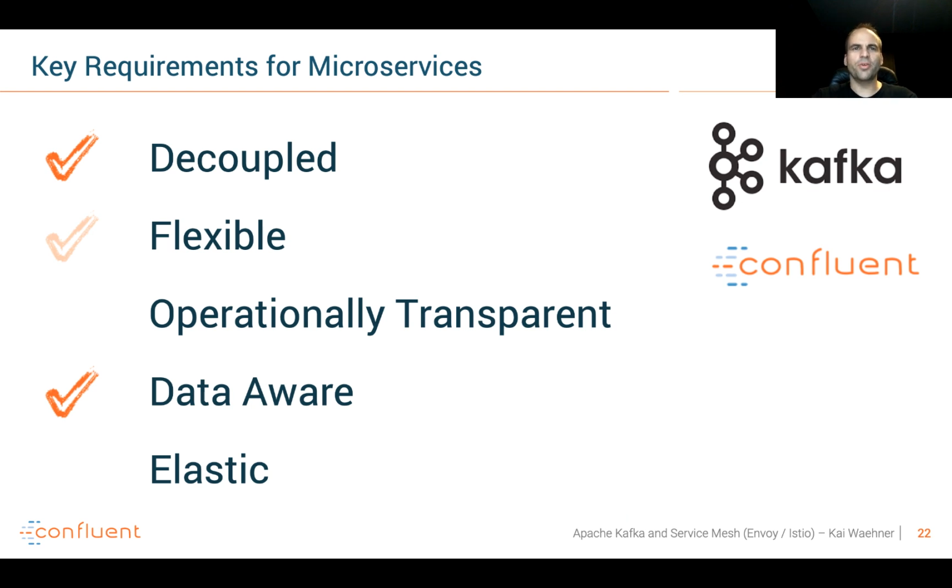So if we reconsider the key requirements for microservices, remember from the beginning, with Kafka and Confluent Platform, the great thing is that you decouple the microservices with Kafka as the central log and storage in the middle. You also get some kind of flexibility because you can already choose different technologies for each microservice. And you are definitely data aware because Kafka is processing and storing and managing data, right? However, you still miss the operational transparency.